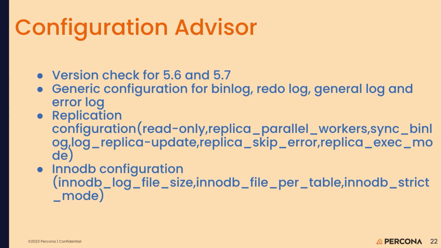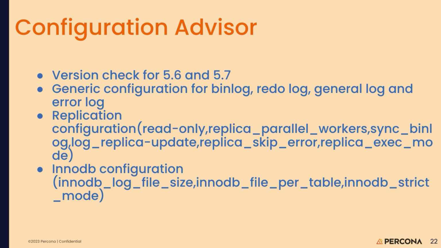In case the replica skip error has values like 1032, 1062, that means the replica is skipping some errors that can cause data inconsistency. So that should be checked and removed. Replica execution mode should be strict. If the value is idempotent, it will skip the errors without notifying us. So it should be strict.